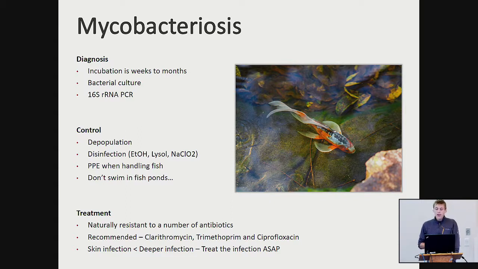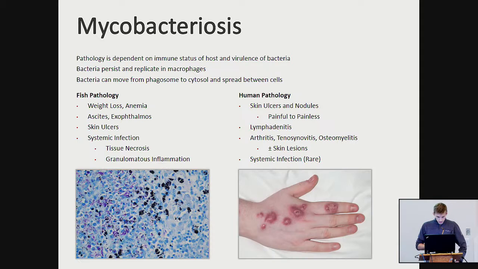In terms of treatment, Mycobacterium marinum, which is the one that's most commonly associated with human infections, is naturally resistant to a number of antibiotics, so treatment can be tricky. But I guess the rule of thumb is you want to treat it as soon as possible. Usually it starts with a skin infection, and then it progresses into deeper tissues. Skin infections tend to respond quite well to antibiotics. Once it starts getting into deeper tissues, like the lymph nodes and such, it can be a bit trickier to treat, and it usually requires multiple antibiotics and sometimes surgery. Pathology is largely dependent on the immune status of the host and the virulence of the bacteria.